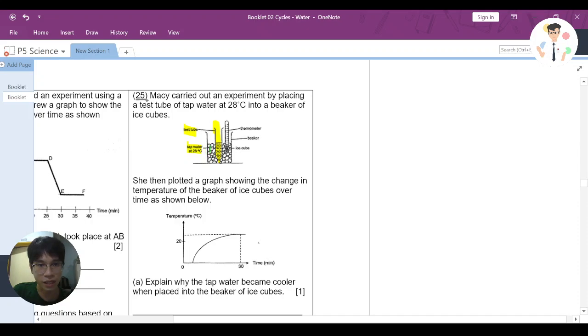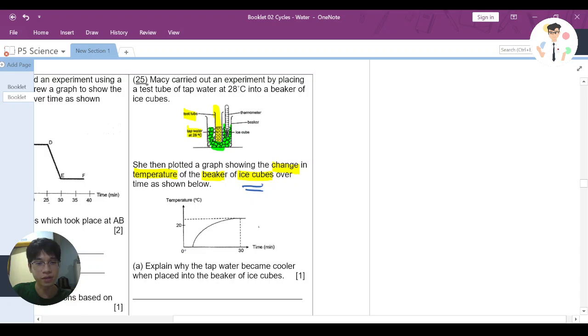So these are all the ice cubes. And you can see there's a thermometer placed in here to measure the temperature. She then plotted a graph showing the change in temperature of the beaker of ice cubes. Again, this is the temperature of the ice cubes, not the tap water. You can see that the ice cube at first is 0 degrees, then it slowly goes up like this, and maintains at more than 20.